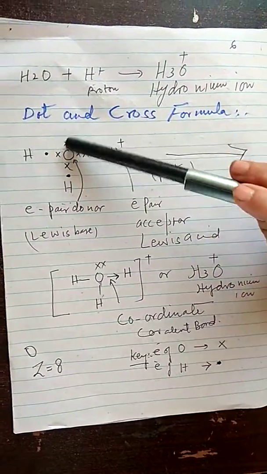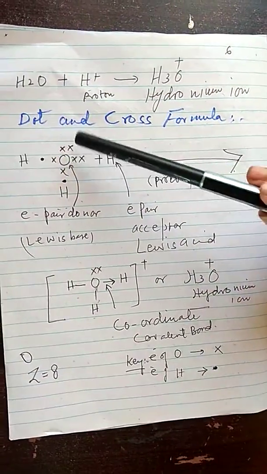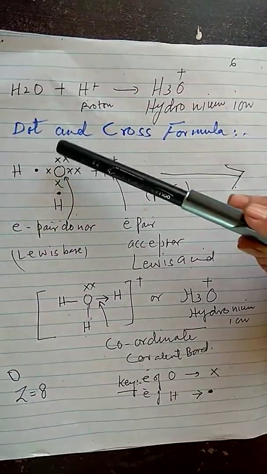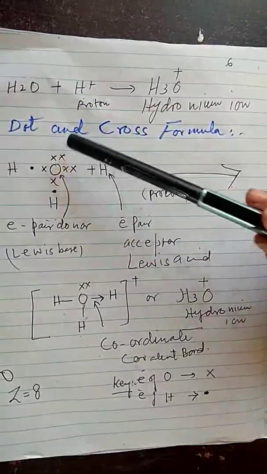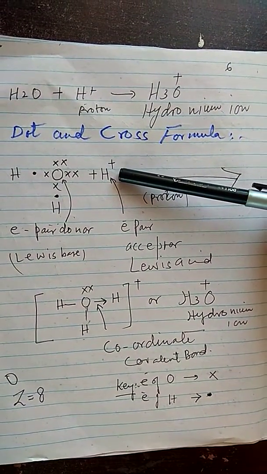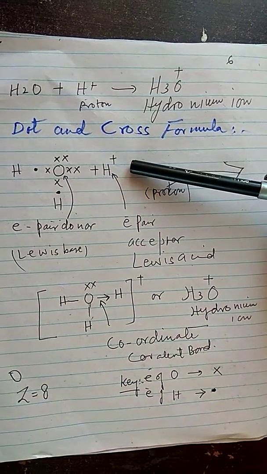Now you can see it is very rich because it contains 2 electron pairs, lone pairs of electrons, not combined with any other. Electron pairs are denoted by cross, right? 2 cross, 2 cross, 2 cross, right? So it can donate any electron pair, right? Consider the H plus. It has nothing. It has no electron. It needs 2 electrons to complete the first shell.